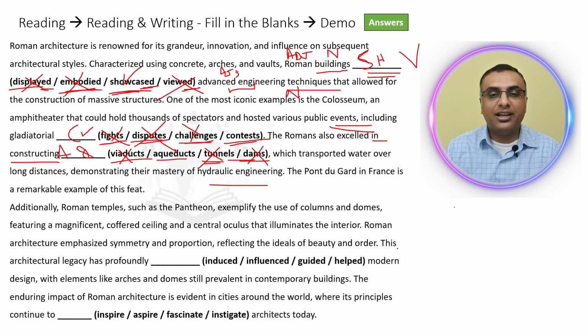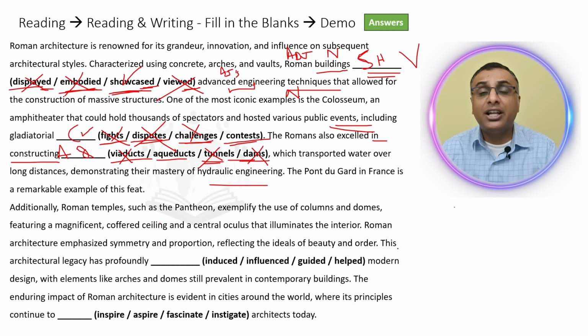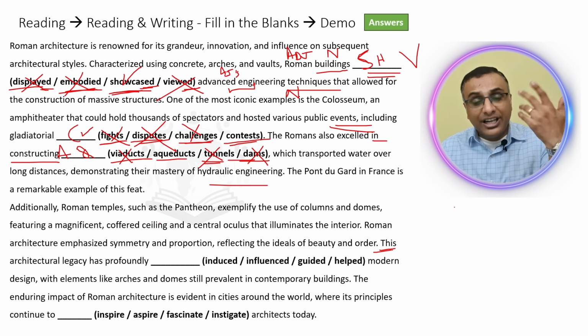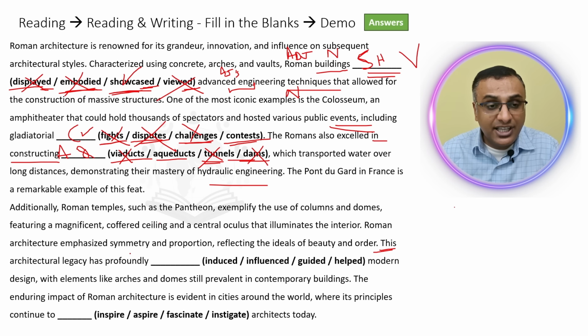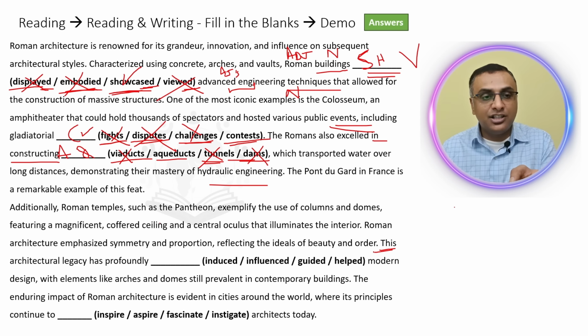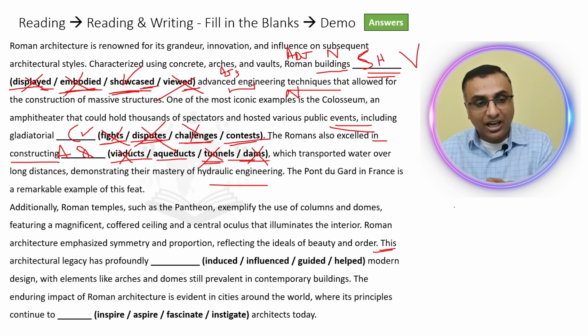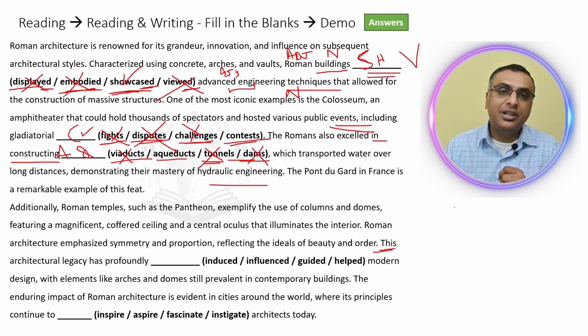Let's look at the fourth blank. This architectural legacy. Which architectural legacy? What is this? If there is an it or this, you have to read from the previous sentence to understand the complete meaning. So let's read from the previous sentence. Roman architecture emphasized symmetry and proportion, reflecting the ideals of beauty and order. This architectural legacy has profoundly dashed modern design, with elements like arches and domes still prevalent in contemporary buildings.